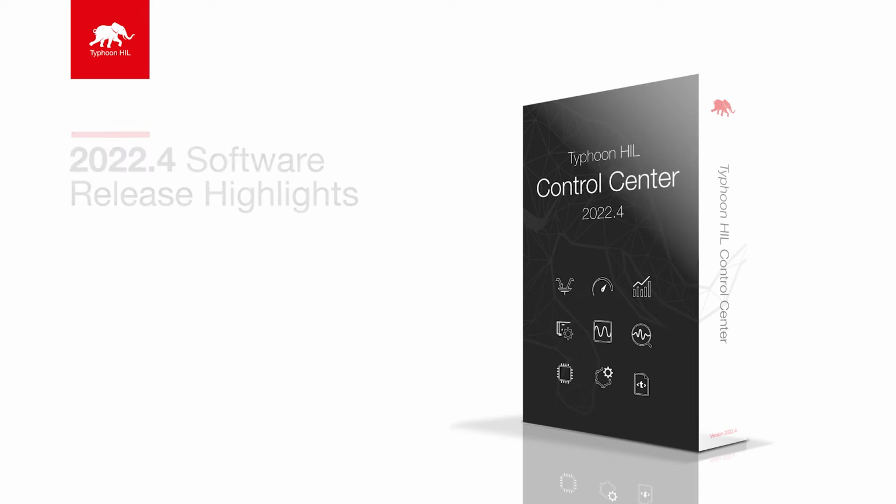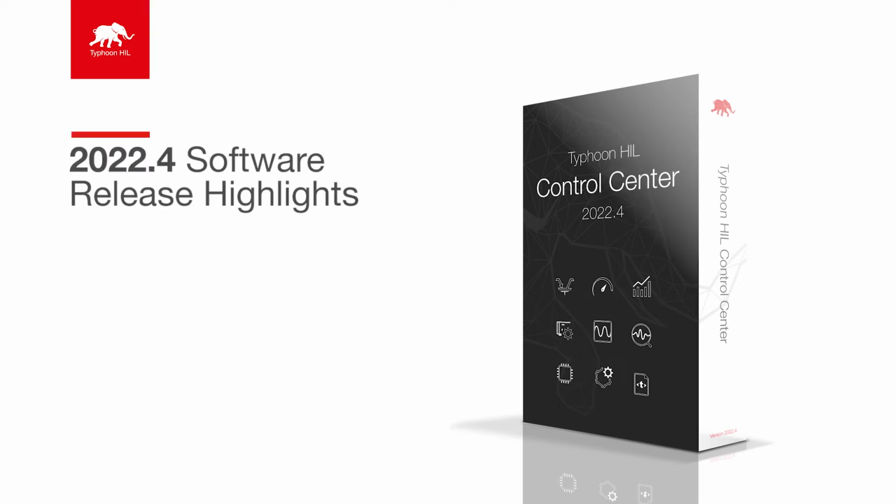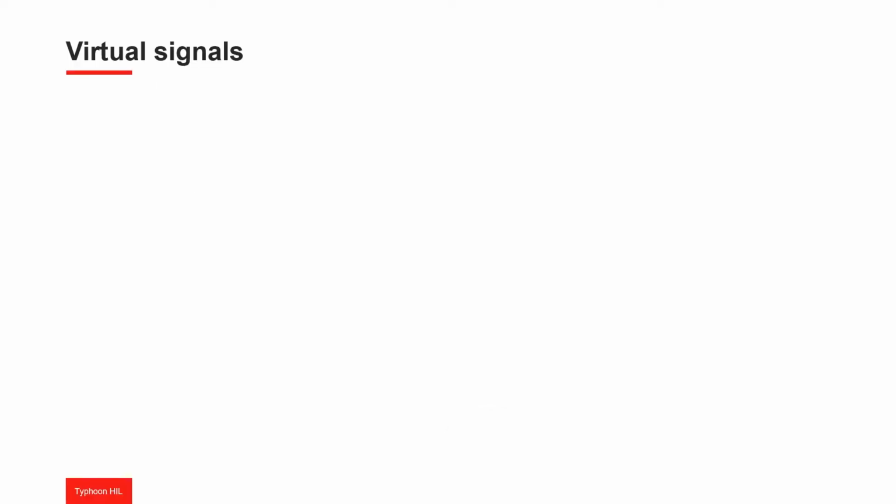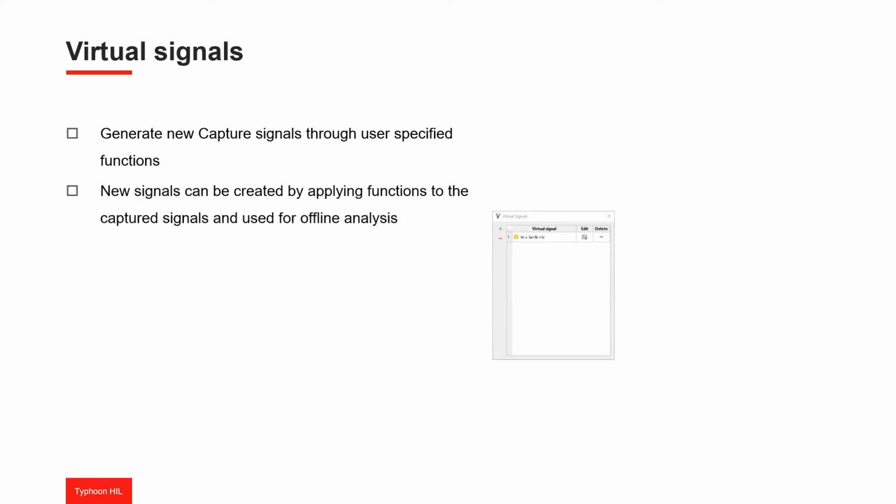Hello and welcome. In this tutorial, we will demonstrate the new concept of virtual signals introduced with the 2022.4 software version of Typhoon HIL Control Center. Virtual signals are a special type of signals that can be defined in the capture mode of the capture scope widget. Those signals are generated through user-specified functions and are intended to be used for offline analysis.